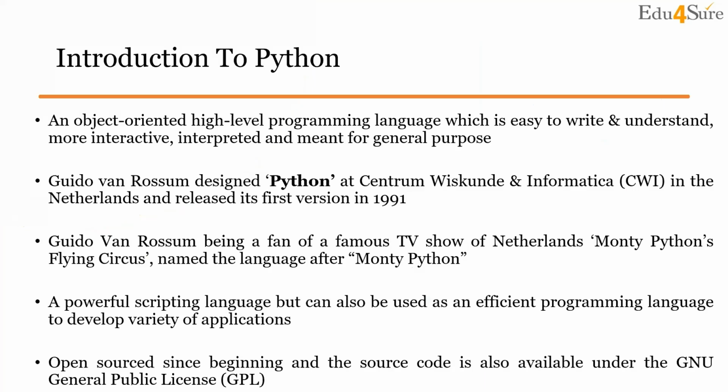Let us discuss some of the history aspects of Python. Python, as we know, is an object-oriented, high-level programming language which is easy to write and understand. It is very interactive, interpreted, and meant for general purpose. Python supports most of the object-oriented features. It is a high-level language. The code is written in English. It is easy to understand and write because the syntax of the language is so easy for the programmers. This makes it the best choice for any beginner to start learning programming.